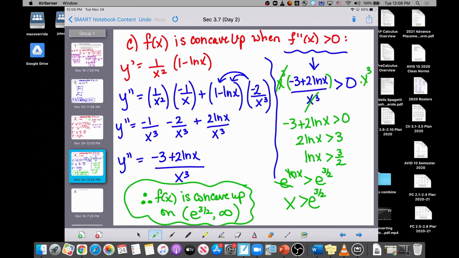Okay, that's a great problem. We get to do our tangent line problem once again, and then it also brings back increasing, decreasing with our first derivative and concavity with our second derivative.